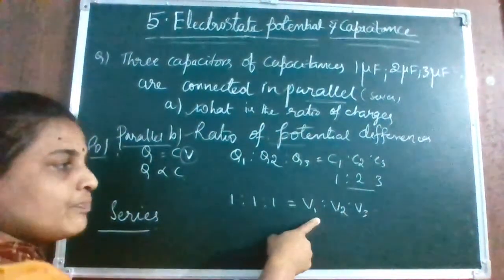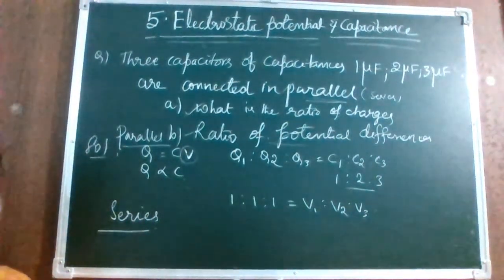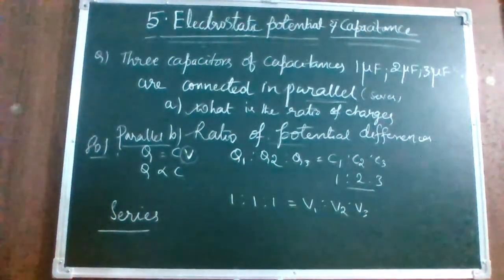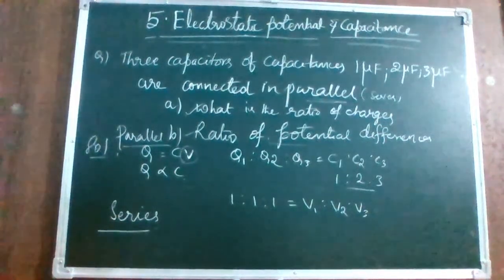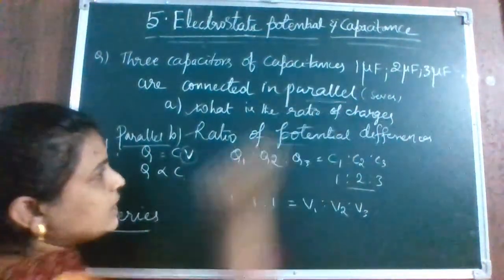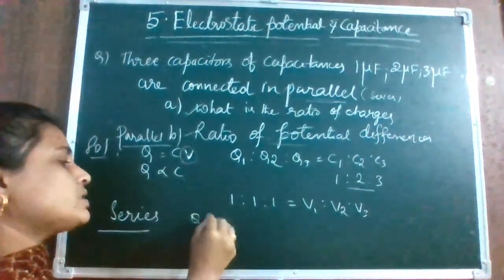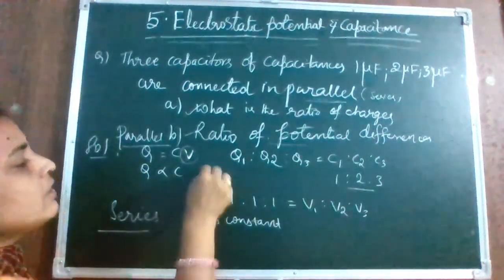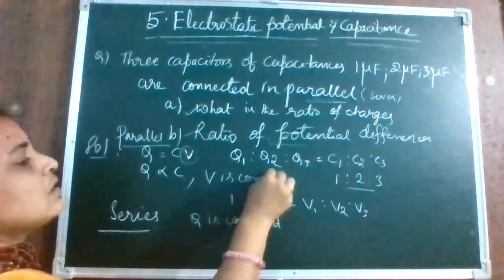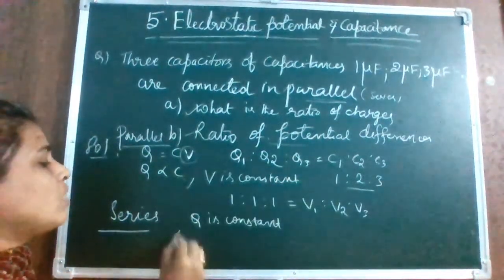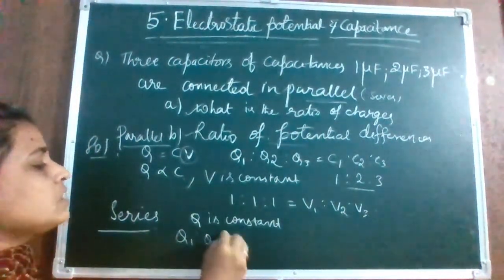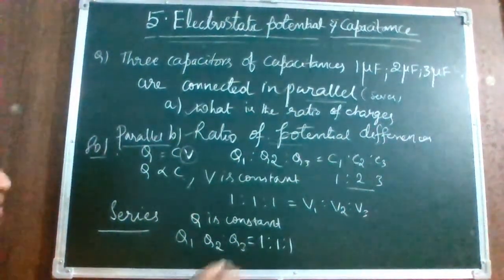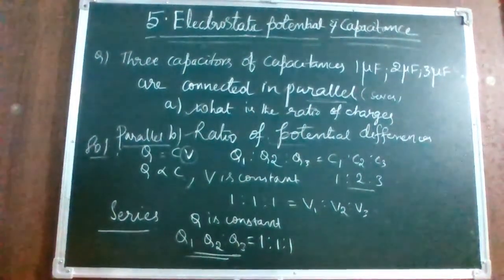For the parallel combination, the potential difference is constant. For the series combination, what is constant? The charge remains constant for the series combination. So, what about the ratios of the charges? Q is constant for the series combination, and V is constant for the parallel combination. So what about the ratio of the charges? Q1 is to Q2 is to Q3 equals 1 is to 1 is to 1. Why? Because the charge is constant for the series combination.